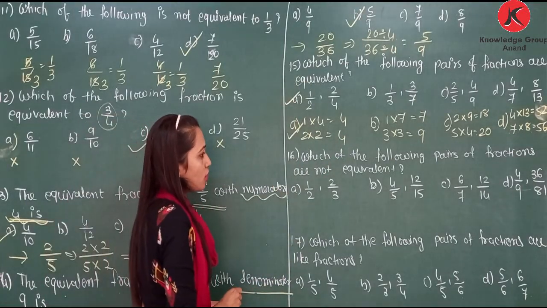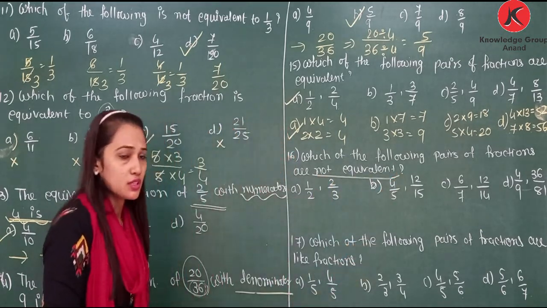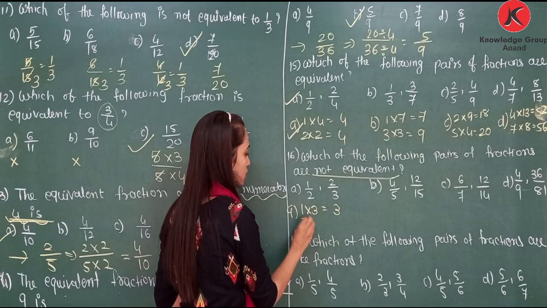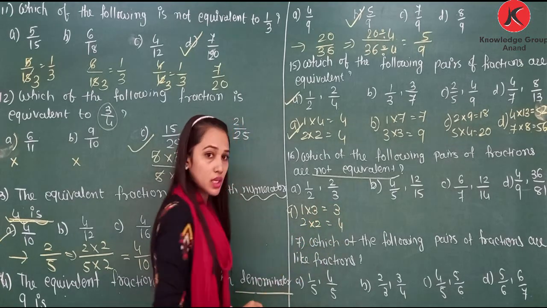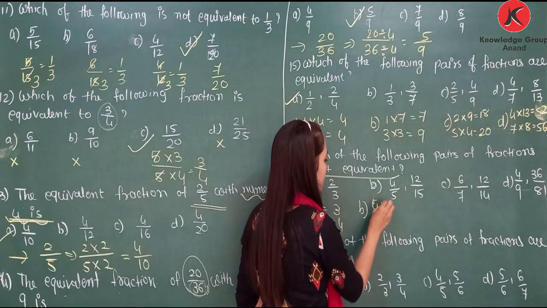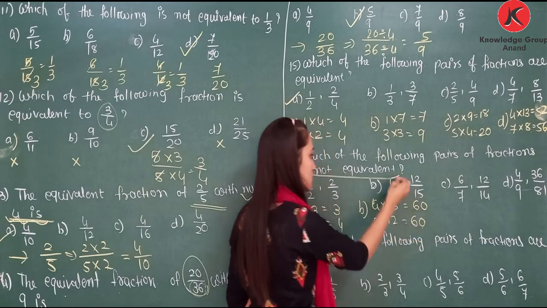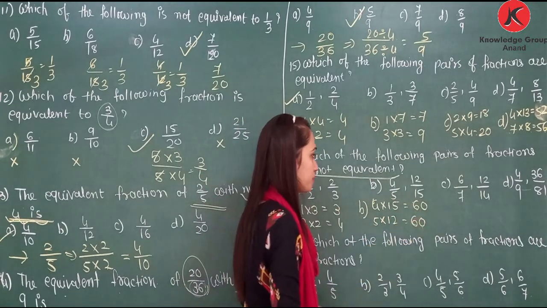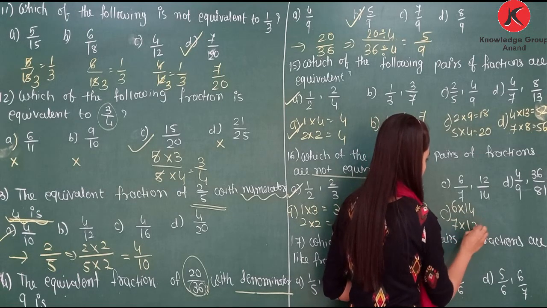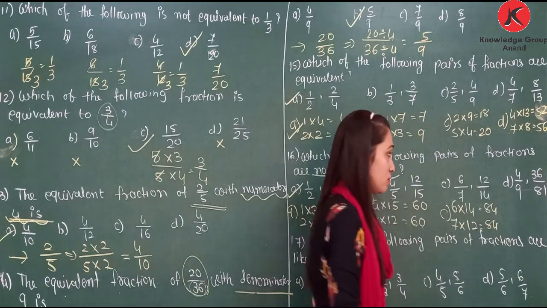Now next, which of the following pairs of fractions are not equivalent? If the cross multiplication is different, then they are not equivalent. So check. 1 multiply 3 is 3, 2 multiply 2 is 4. So this is not equivalent. So option A. Now check the remaining options. 4 multiply 4 is 16. 5 multiply 12 is 60 too. So this is equivalent because the cross multiplication is the same. C. 6 multiply 40 is 240 and 84, 80. So again these are equivalent.